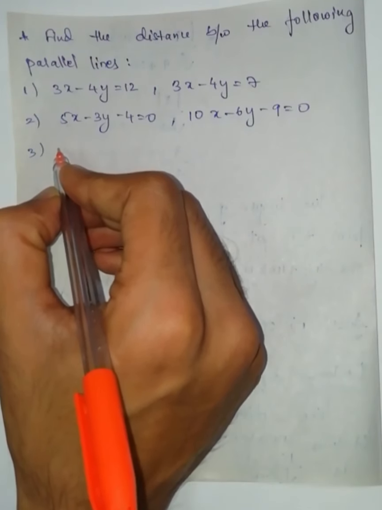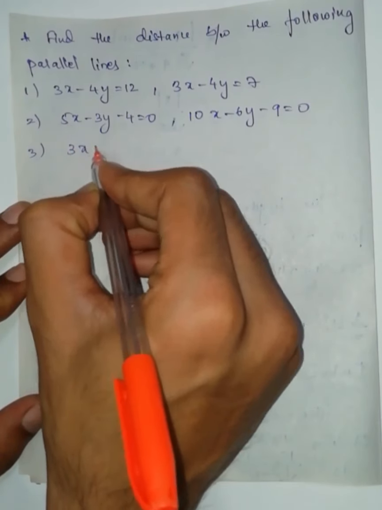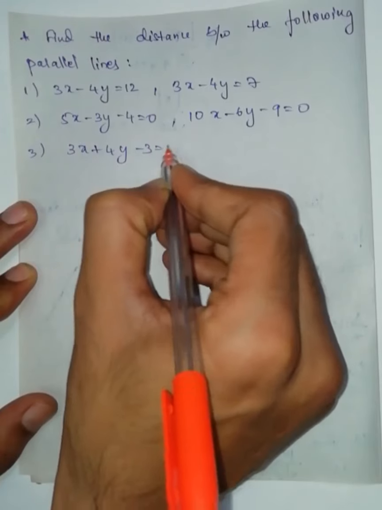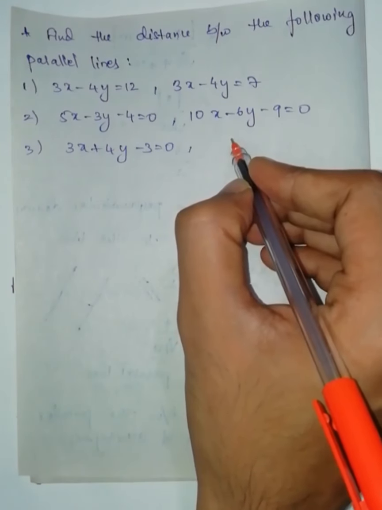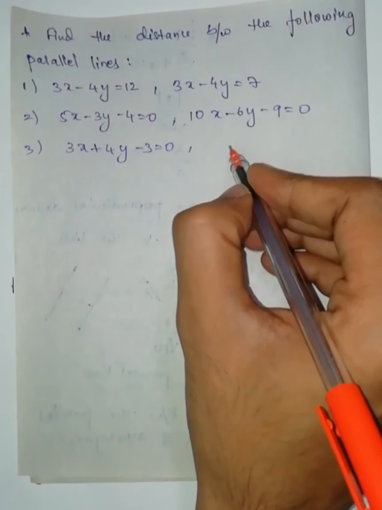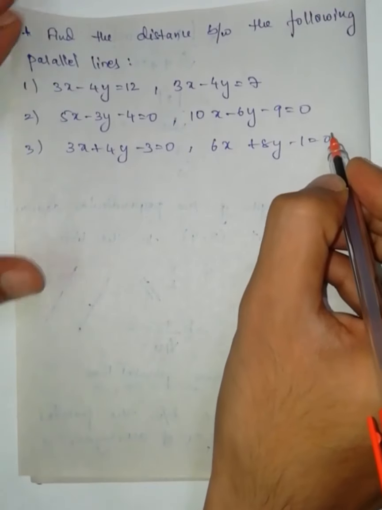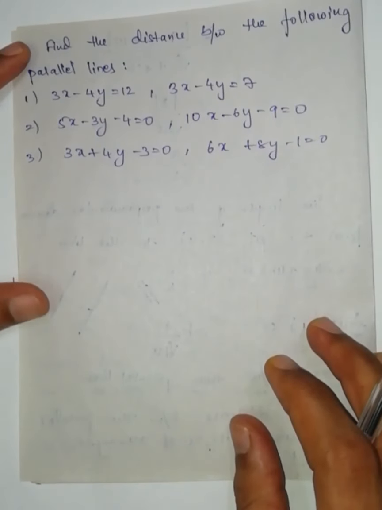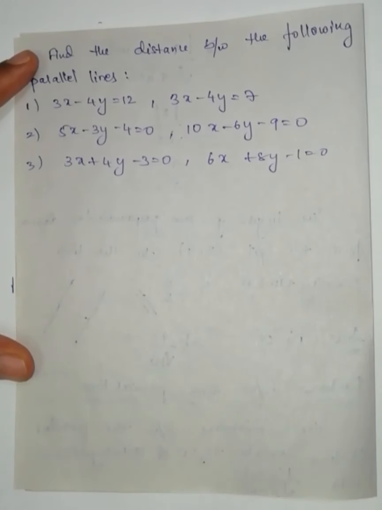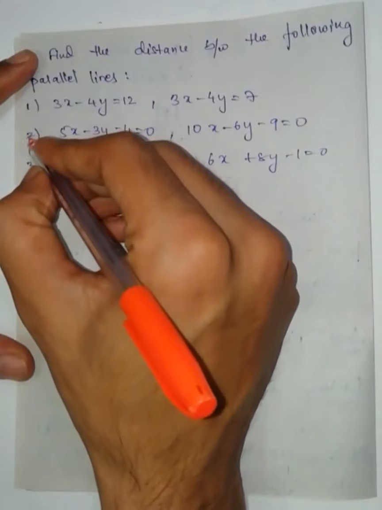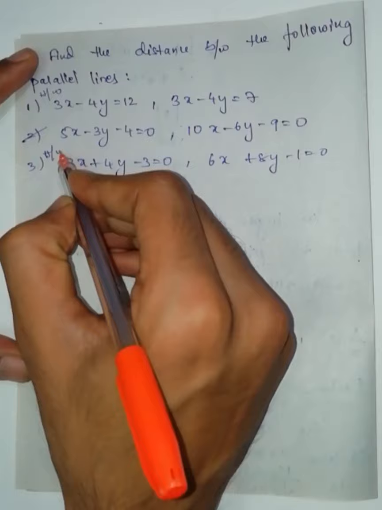Third one, 3x plus 4y minus 3 is equal to 0 and 6x plus 8y minus 1 is equal to 0. Out of these three, I am going to solve the second one, and the first one and the third one will be the homework.